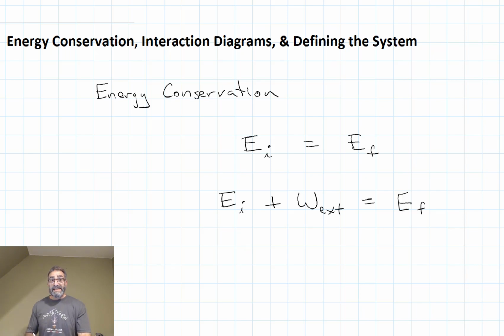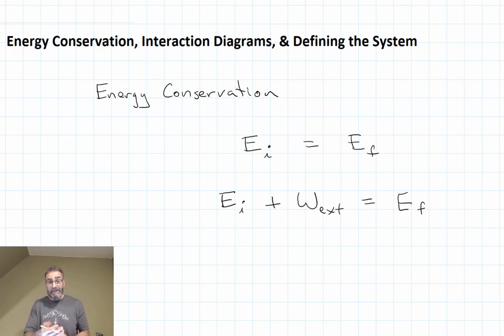We write it like this: the initial energy plus the work done by external forces is equal to the final energy. If the work done by external forces is positive, the external force is doing work on our system, increasing the energy of the system. So we have to add a positive number to the left side of this equation to keep the balance, because we're going to end up with more mechanical energy in our system than we started with.